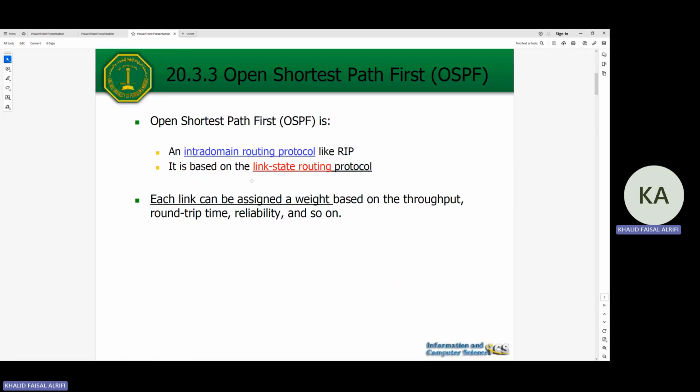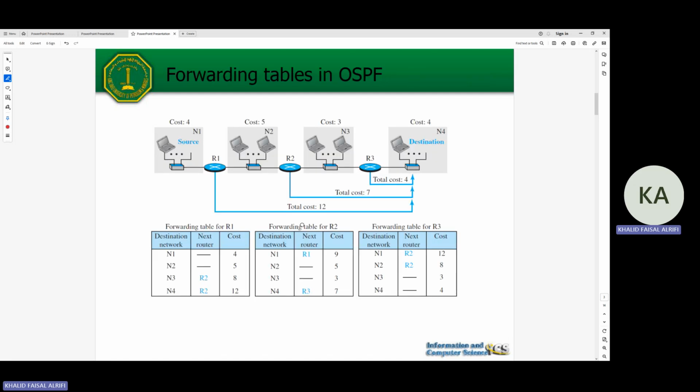Now the final part, part 3: Open Shortest Path First, OSPF, intra-domain also, which means internal, and based on the link state routing protocol. Each link can be assigned a weight. Okay, so we have a weight here based on the throughput. The weights are based on throughput, round trip, and reliability. I guess you won't be asked to calculate the weight. Okay, it will be given.